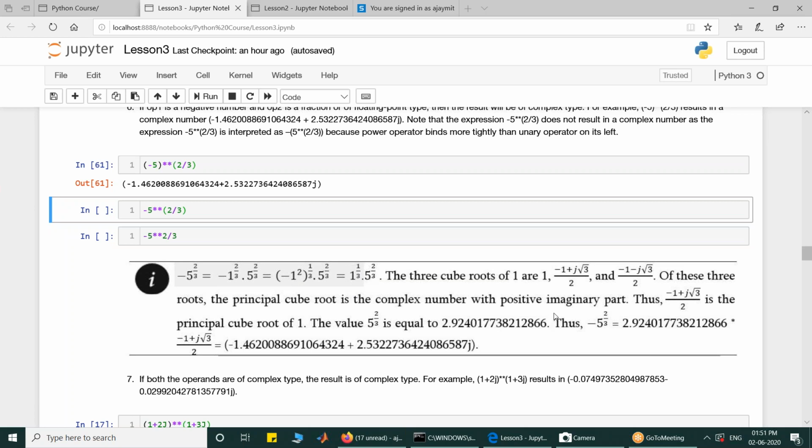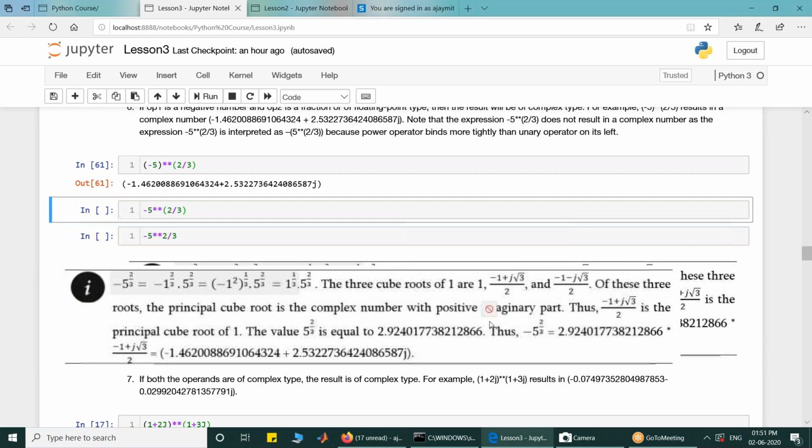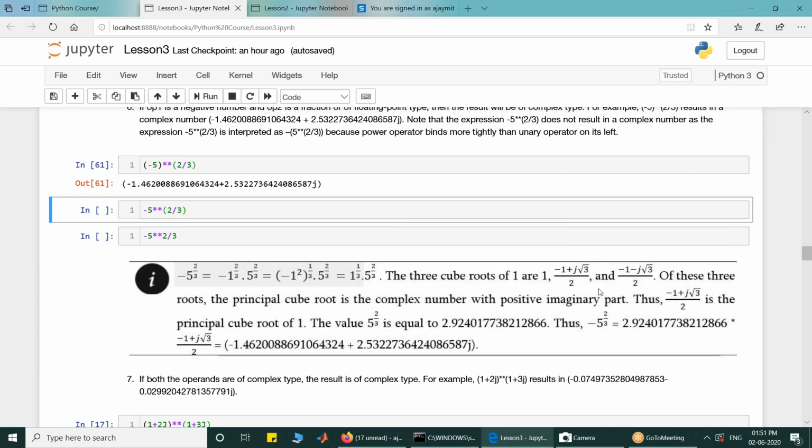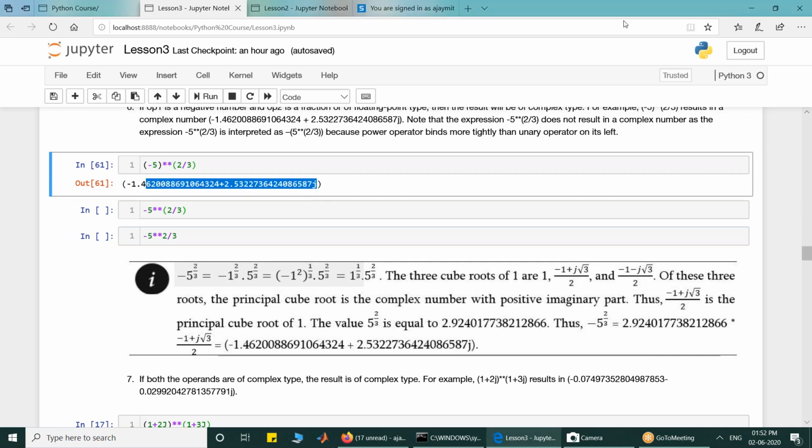And now the cube roots of 1 are to be computed. The cube roots of 1 are 1, minus 1 plus iota root 3 upon 2, and minus 1 minus iota root 3 upon 2. Out of these three, the principal cube root is the complex number with positive imaginary part. So minus 1 plus iota root 3 upon 2 is the principal cube root. And the value of 5 raised to power 2 by 3 comes out to be this. So when it is multiplied with the principal cube root, this comes out to be this value. So if we compute it, we get this answer.